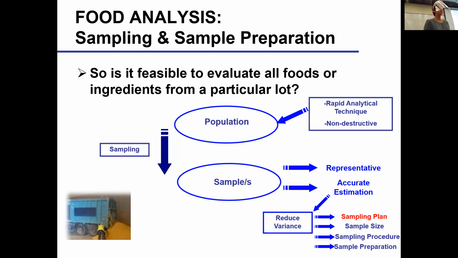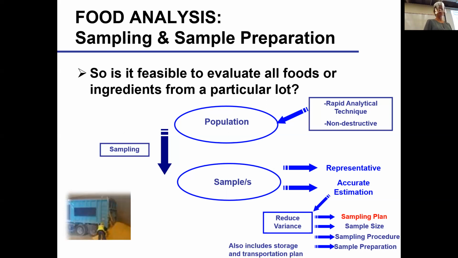Sample preparation: how am I going to prepare the sample? I need to reduce the size, so I need to mill, I need to grind. What else? I need to defat, I need to remove the moisture. So what are the steps I need to take to prepare the samples? And then how am I going to store them? Am I going to store them in amber containers? Am I going to store them under refrigeration, flushed with nitrogen? So what are the storage conditions?